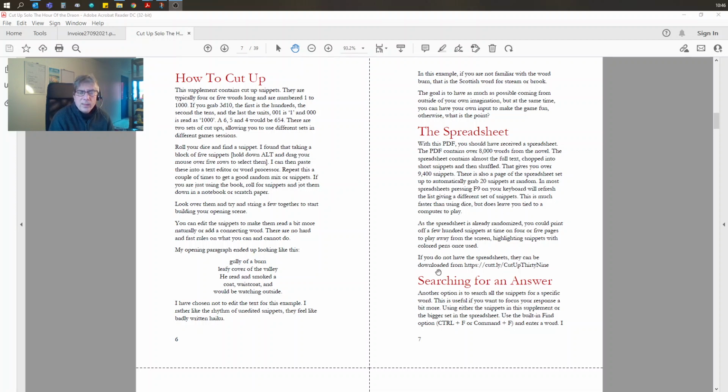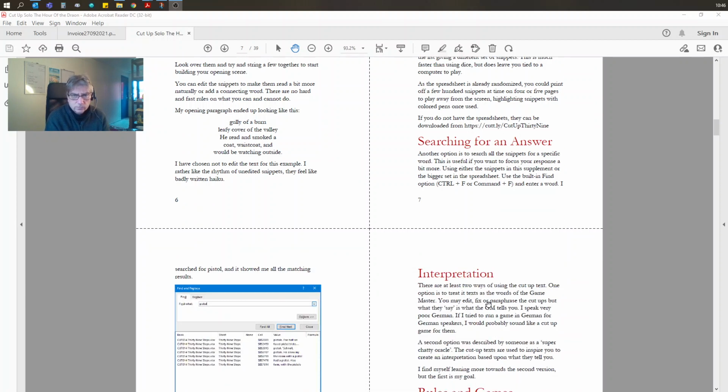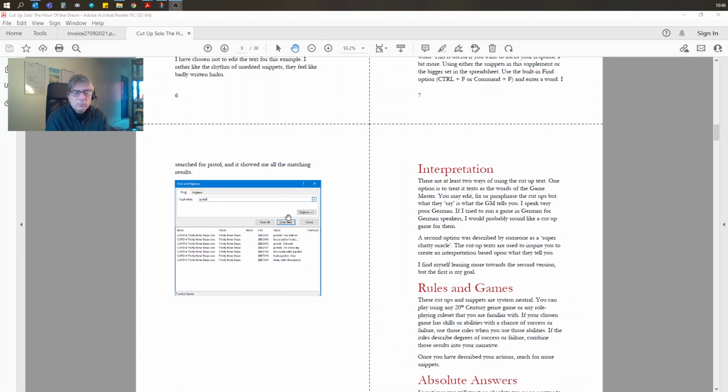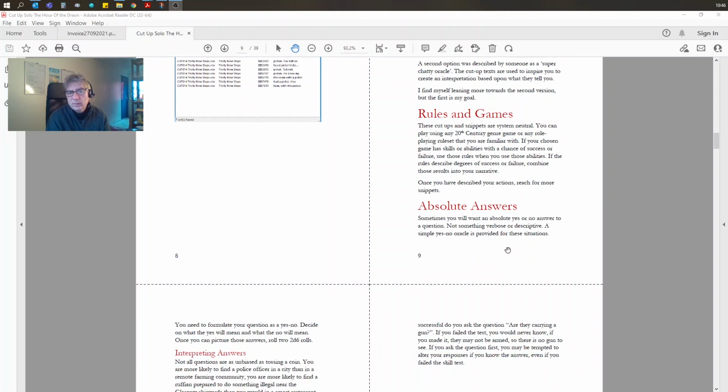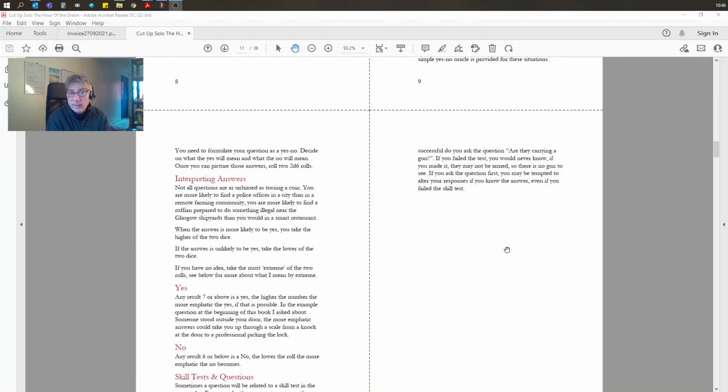I'll talk about the spreadsheet, and there is a link where you can download the spreadsheet if you ever lose your download, or if you buy this from Amazon or anywhere else. So there's a direct link to the spreadsheet downloads. So you can search the spreadsheet for specific words using a little bit more like a concordance, and then there's about using solo, playing with these.